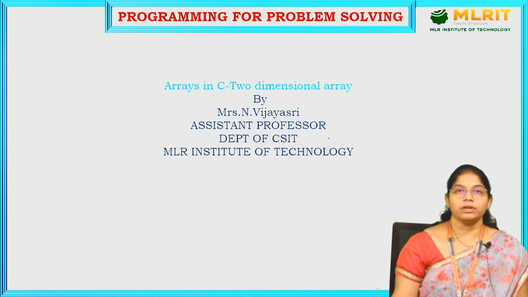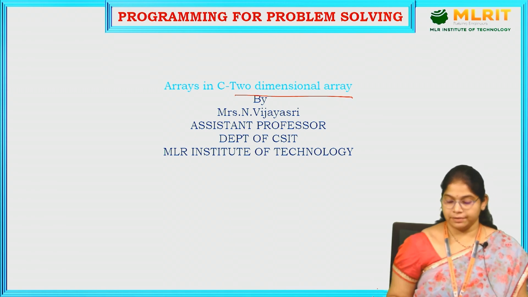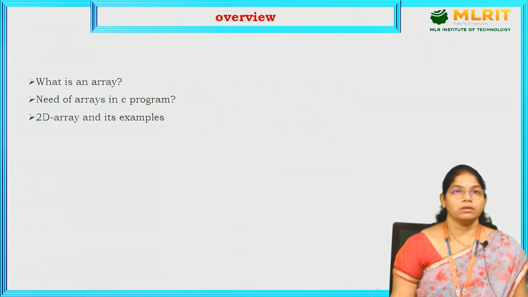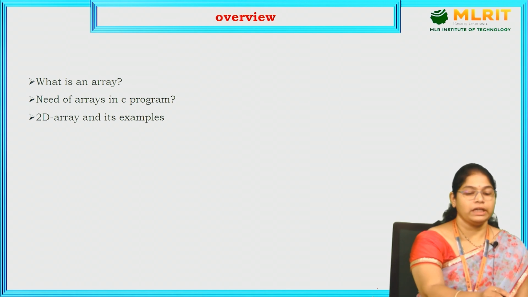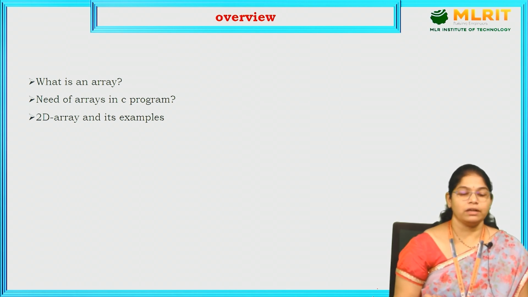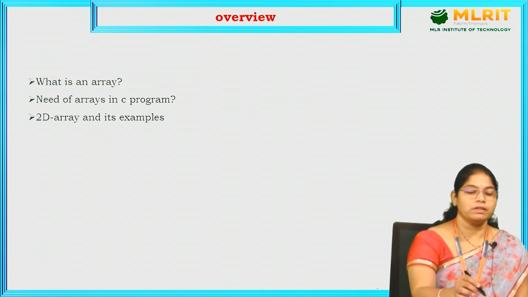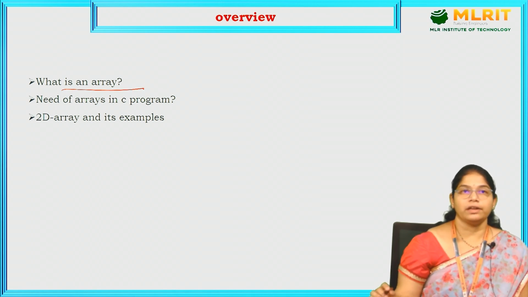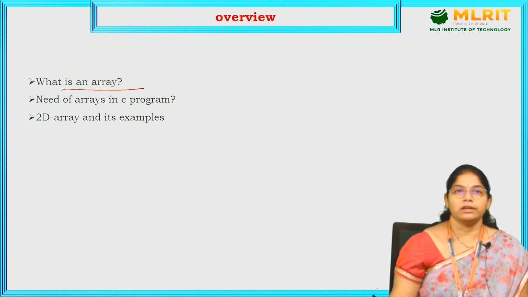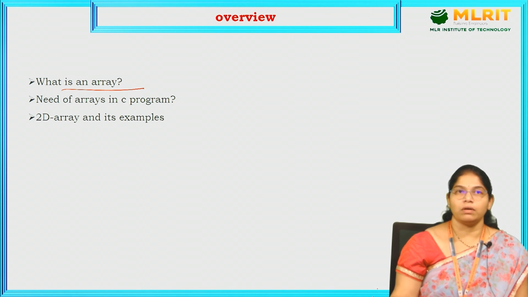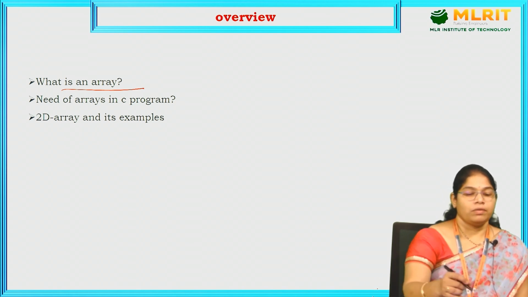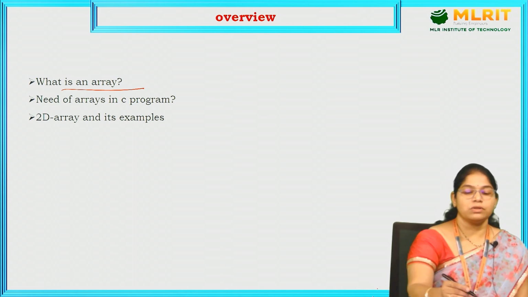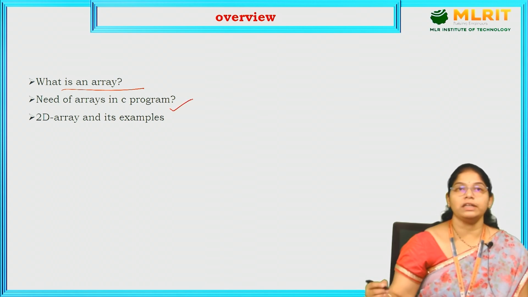In this session, we are going to learn about arrays in C, that is two-dimensional array. Overview of the session: what is an array, why we need arrays in C, 2D array and its example. In the last session, we have discussed what an array is. An array is a homogeneous data type, meaning it can store multiple values of the same type. Why we need an array, we have also seen in the last session.